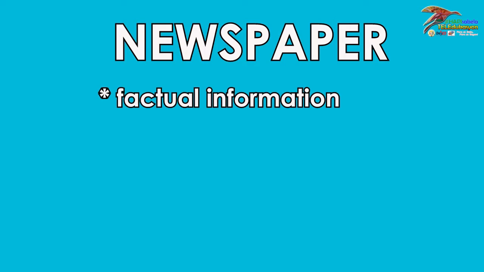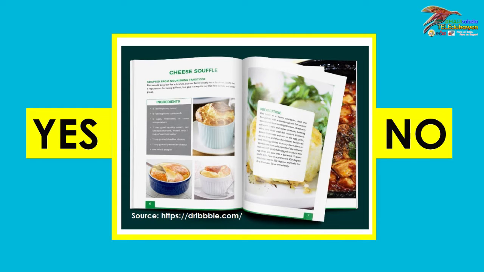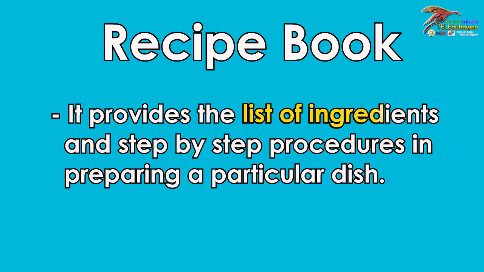The newspaper has a lot of factual information because it contains news stories, current events, or informative articles. Next picture is a page from a recipe book. Does it have factual information or not? Yes, again, we can elicit factual information from a recipe book because it provides the list of ingredients and step-by-step procedures in preparing a particular dish.